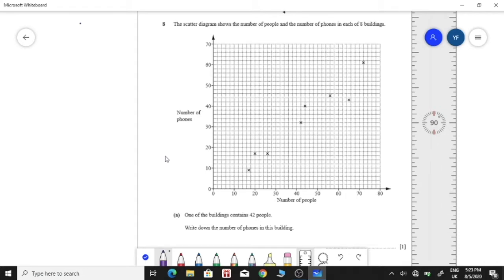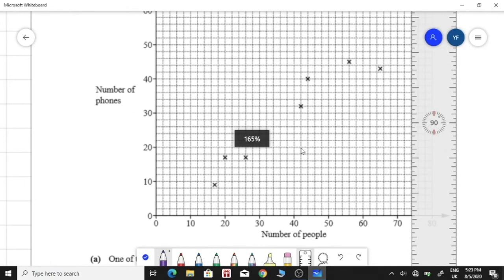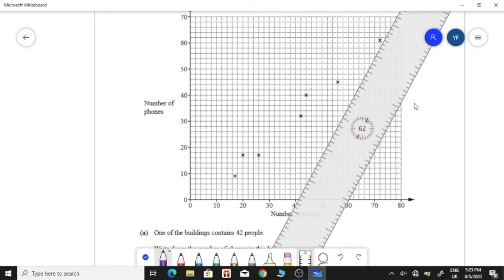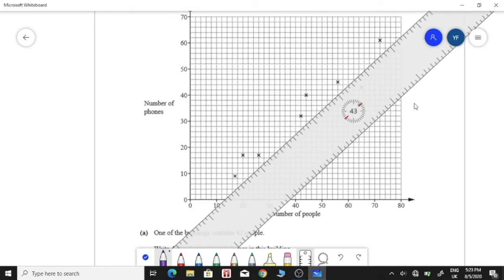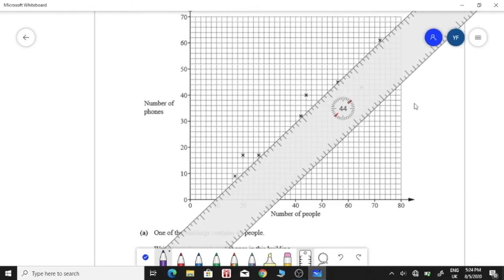Question number 8. The scatter diagram shows the number of people and the number of phones in each of 8 buildings. A. One of the buildings contains 42 people. Write down the number of phones in this building. Alright, so for that to happen, we need to draw a graph over here so that we can match the coordinates. I'll zoom in a bit. Right, I have my ruler over here and I'll draw a line with the most number of spots over here. So I'm going to join all of these dots. I'll draw a line over here.